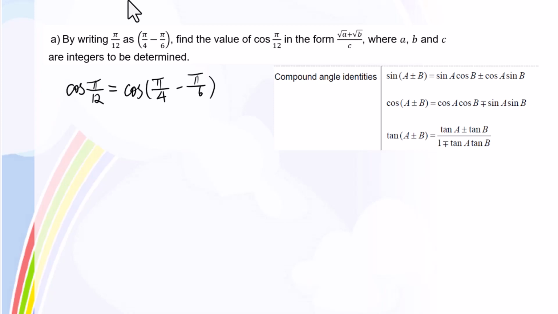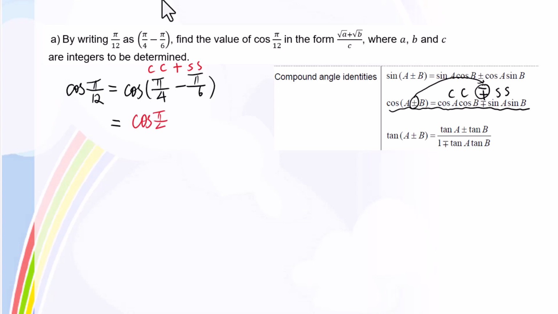We will use these compound angle identities. For cosine, we will write down C, C, S, S. You can see the sign is opposite, so it becomes CC plus SS: cosine pi over 4 cosine pi over 6 plus sine pi over 4 sine pi over 6.